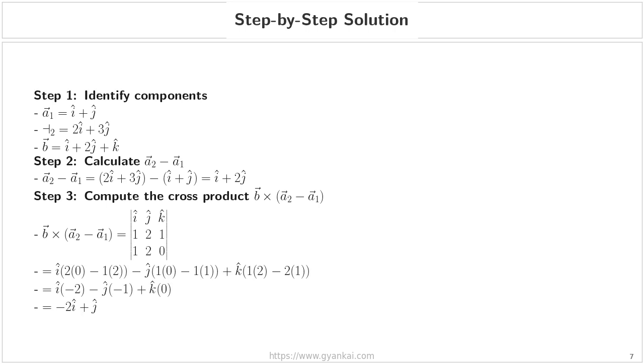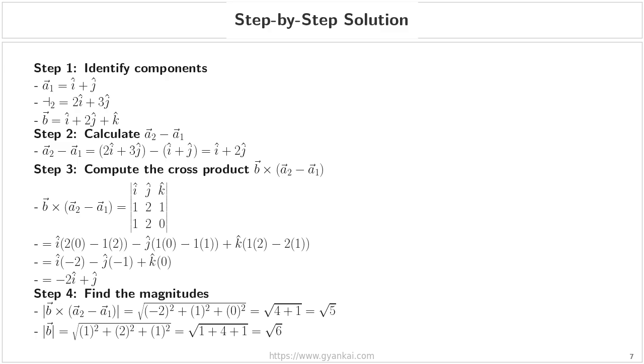Expanding this determinant along the top row, we calculate the i hat component by taking 2 times 0 minus 1 times 2, which gives us negative 2 i hat. For the j hat component, we take negative the quantity of 1 times 0 minus 1 times 1, which simplifies to plus 1 j hat. Finally, for the k hat component, we take 1 times 2 minus 2 times 1, which results in 0. So, our resulting cross product vector is negative 2 i hat plus j hat.